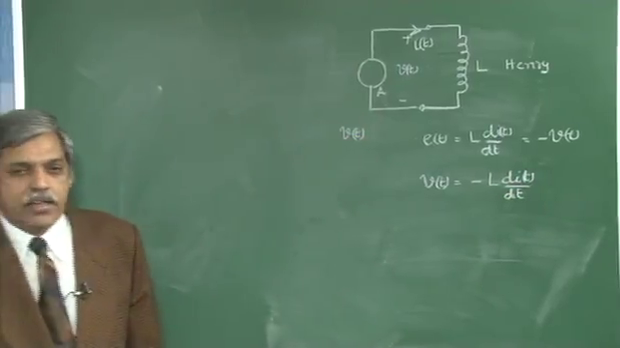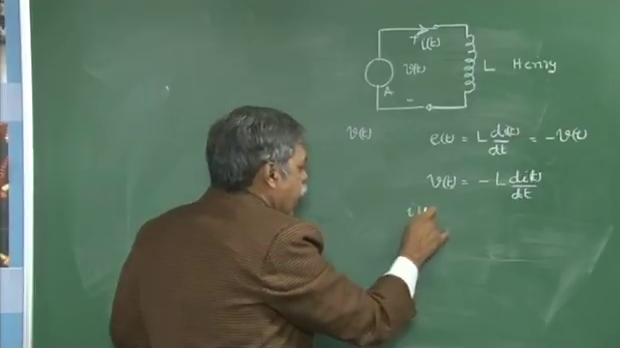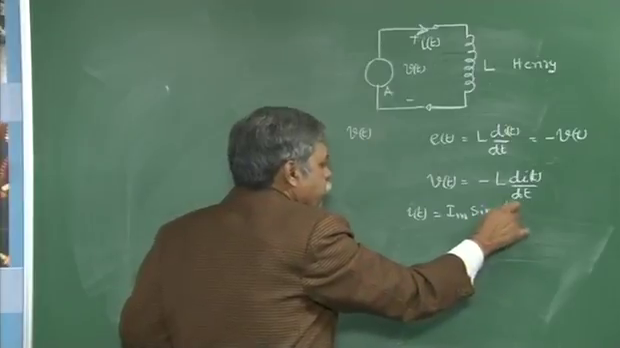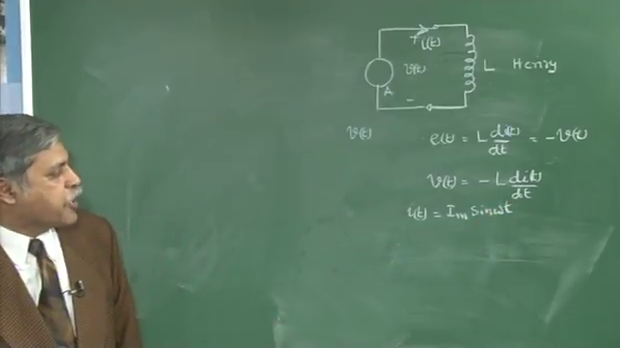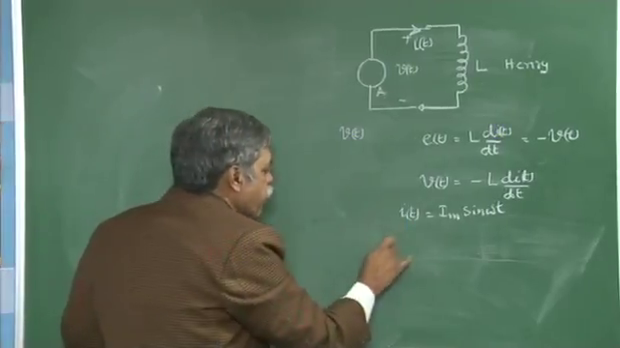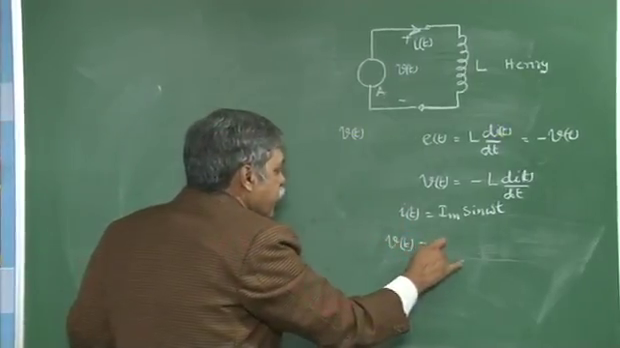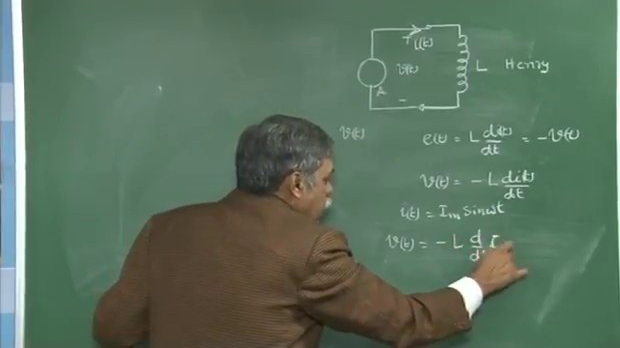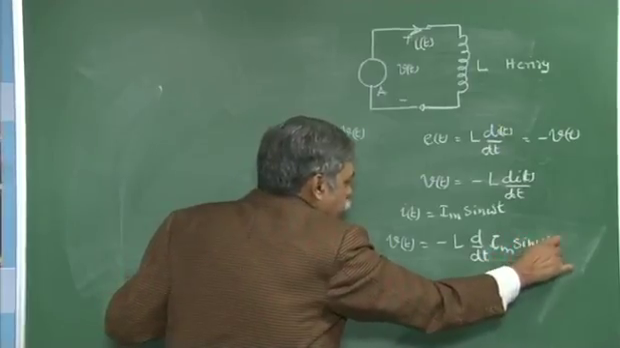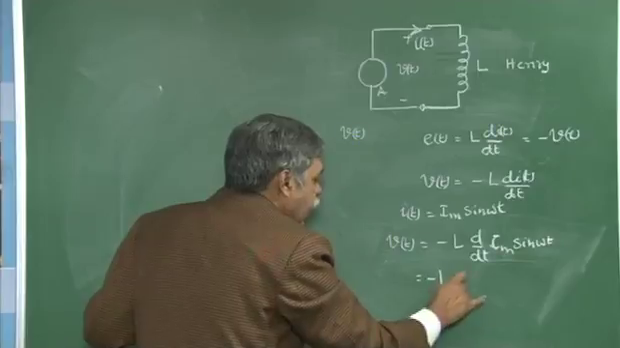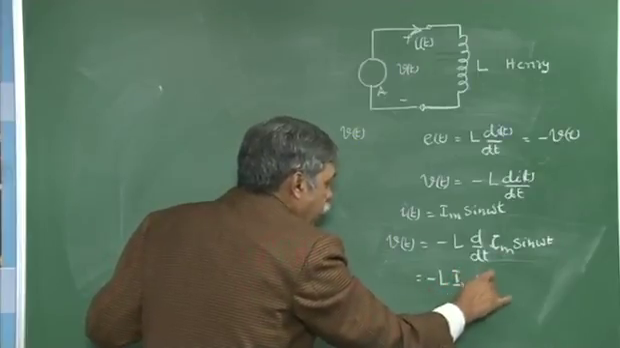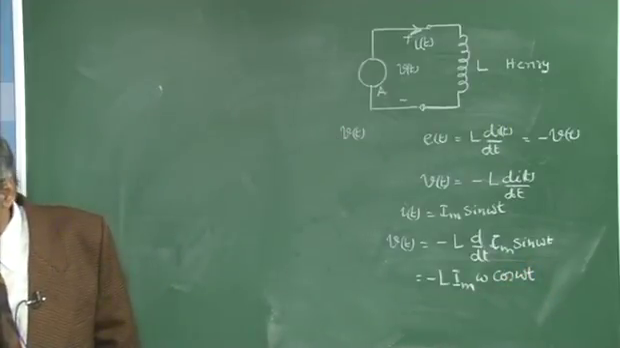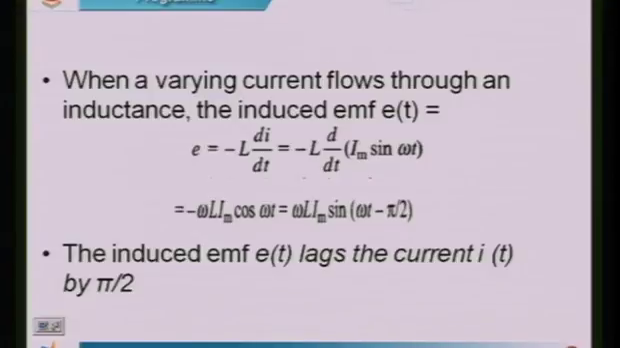Now let us consider that the current flowing into the inductor, I of t, is given by Im sin omega t. If I substitute this expression for current in the expression for the voltage, then V of t is equal to minus L d by dt of Im sin omega t. So I get minus L, Im is a constant value, omega cos omega t. This is what I have shown here.